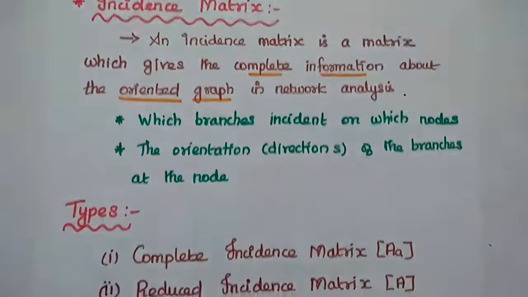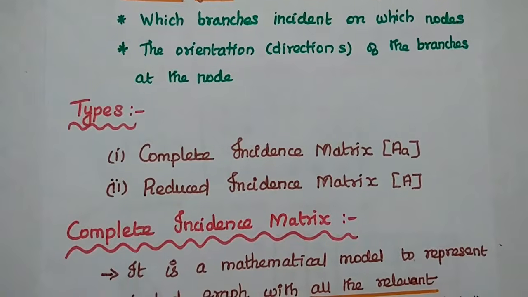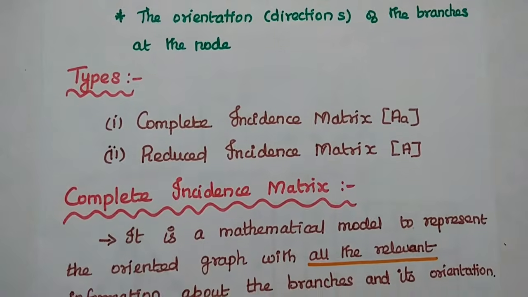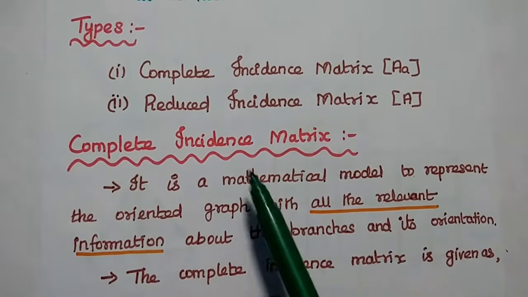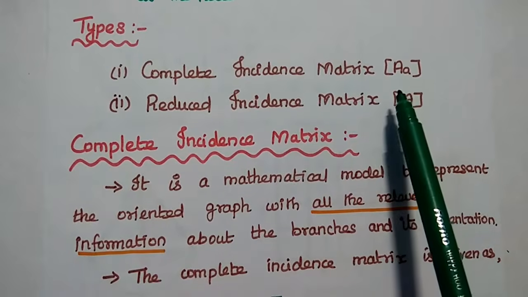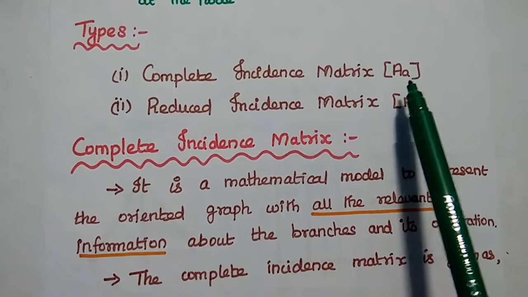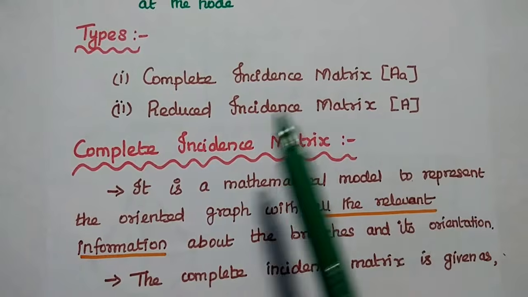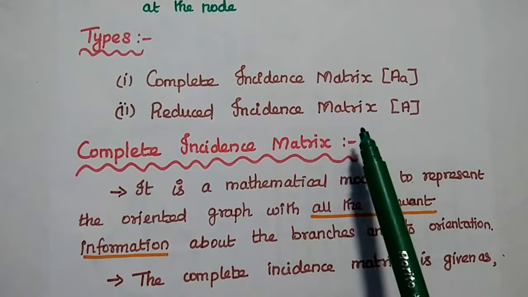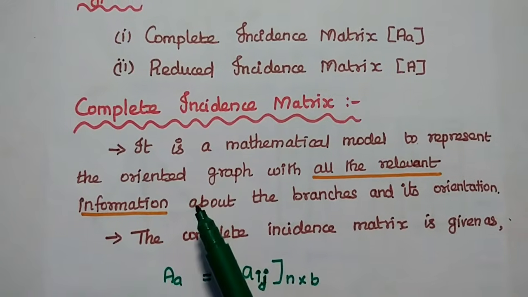There are two types of incidence matrix available. One is the complete incidence matrix, the next one is the reduced incidence matrix. The complete incidence matrix is denoted as capital A with the suffix small a. The small a represents all complete information. The next one is the reduced incidence matrix. Let's discuss one by one in detail here.